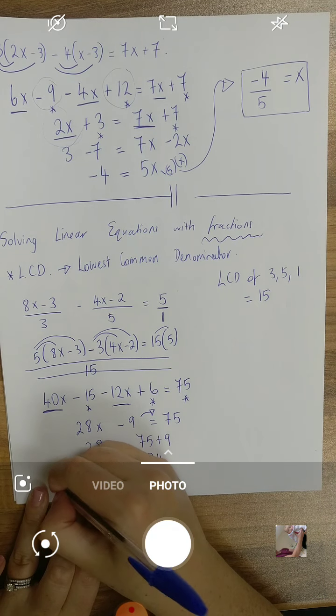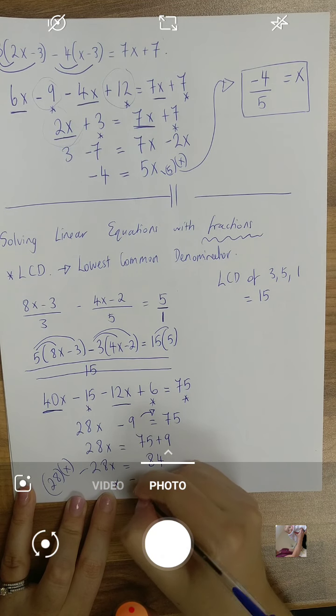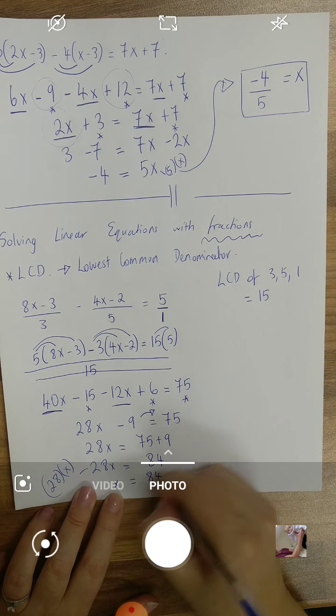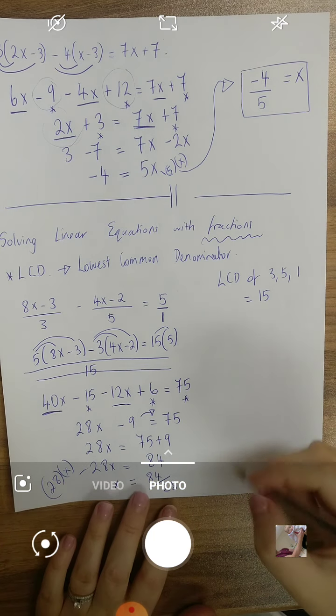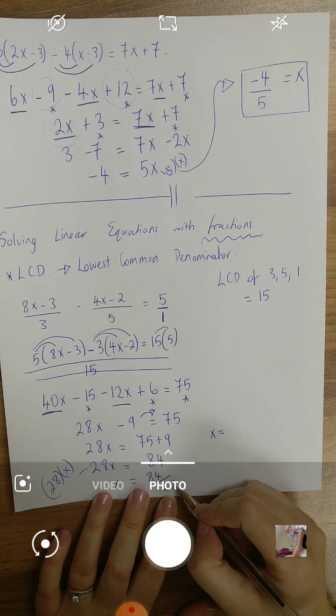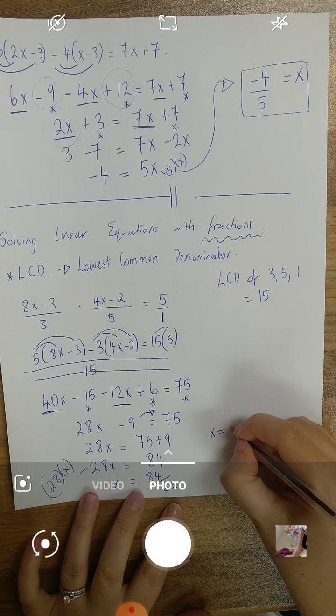And remember, 28x is 28 times x. And if we move multiplying by 28 over to the other side, we end up with division. Okay, and if we look at that on our calculators, 84 divided by 28 is 3.